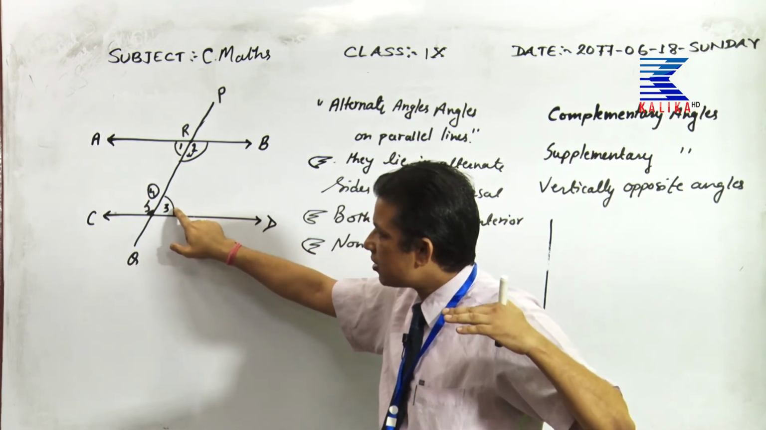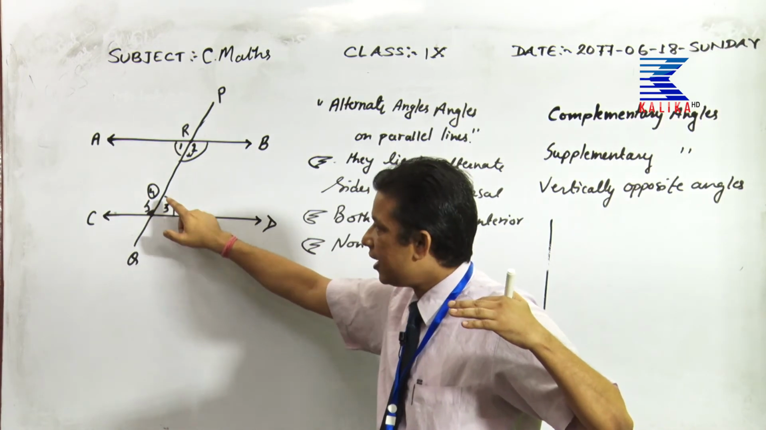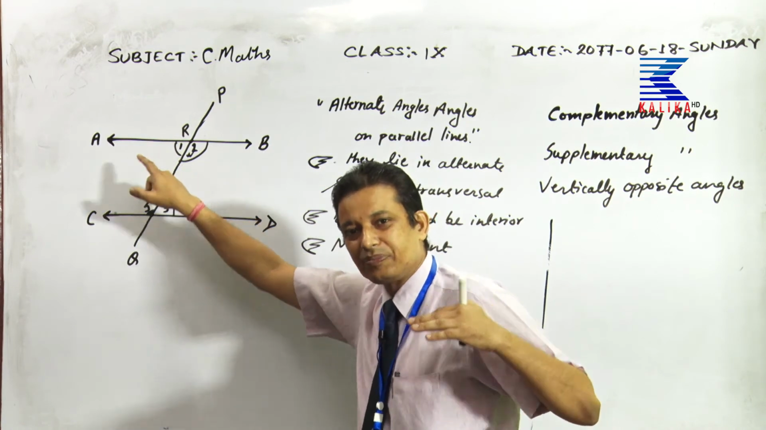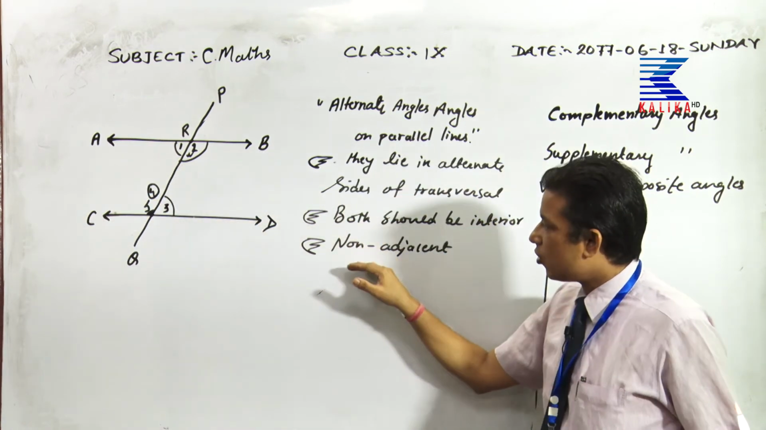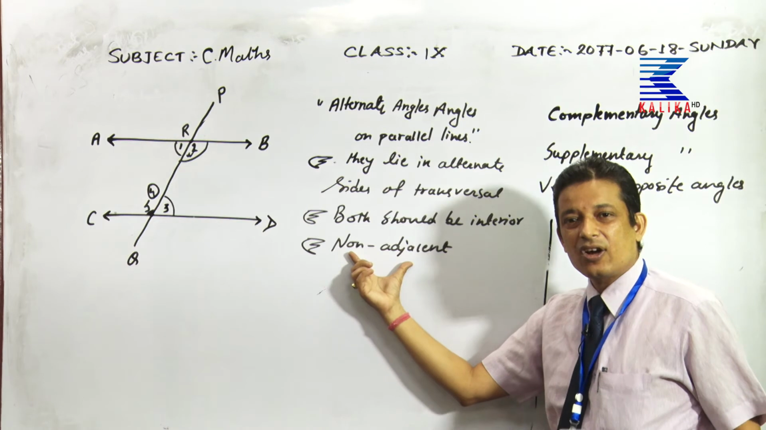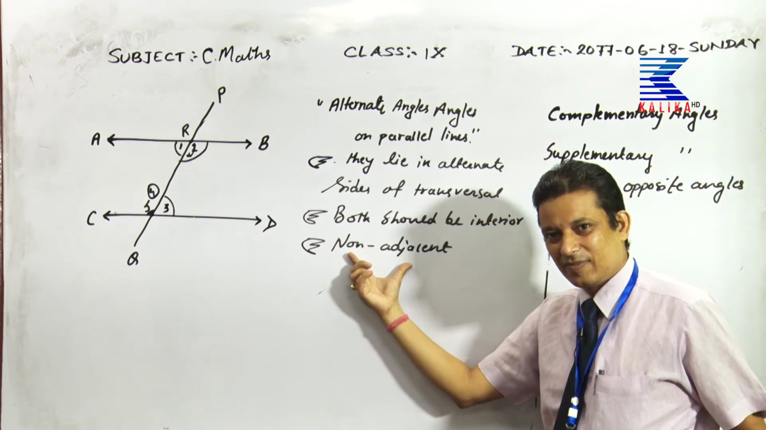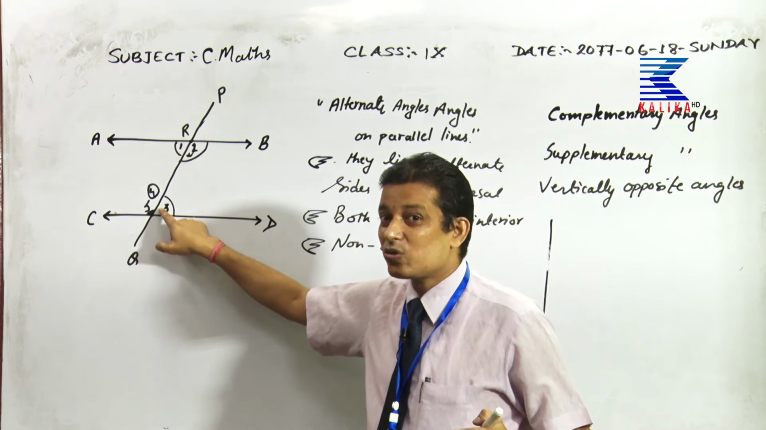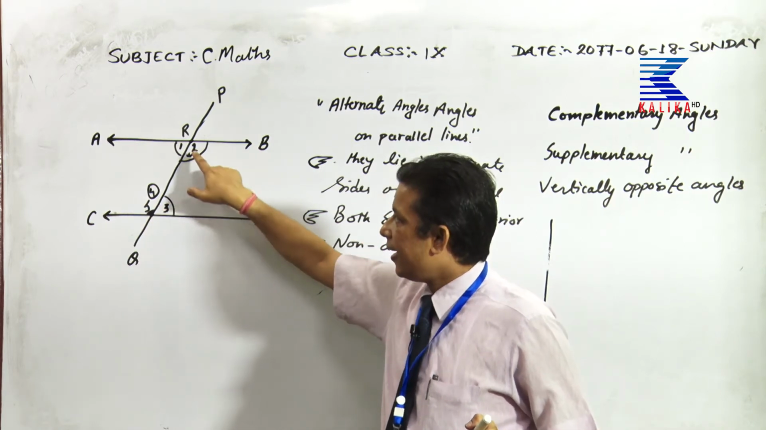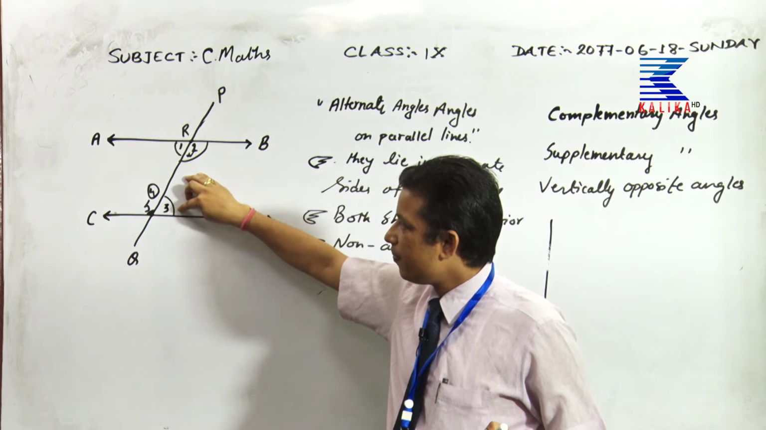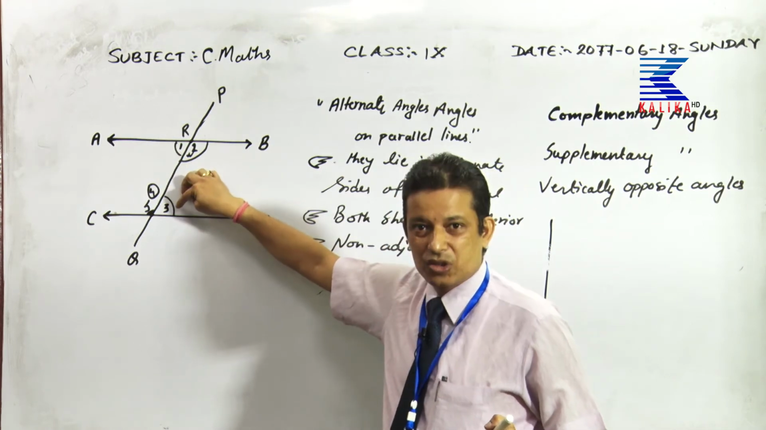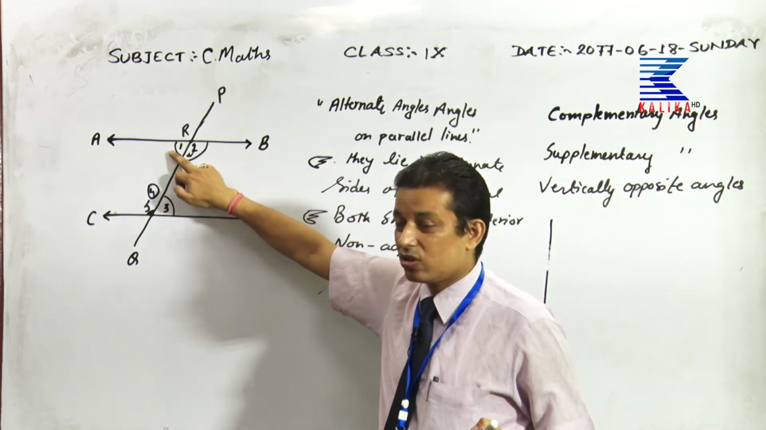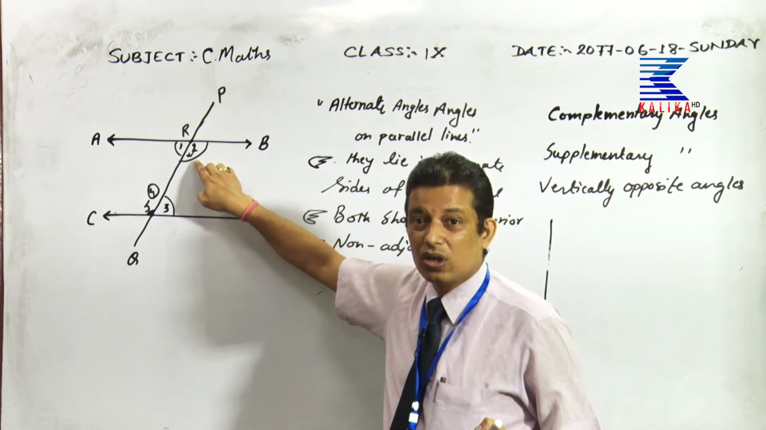Alternate to 3 means alternate side to 3 means either 4 or 1. Now look at the third one. The angles should be non-adjacent. Non-adjacent means if you take 3, you are not allowed to take 4. Angle 2 is non-adjacent to 3. Angle 1 is non-adjacent to 3. 3 and 1 non-adjacent, 3 and 2 non-adjacent.